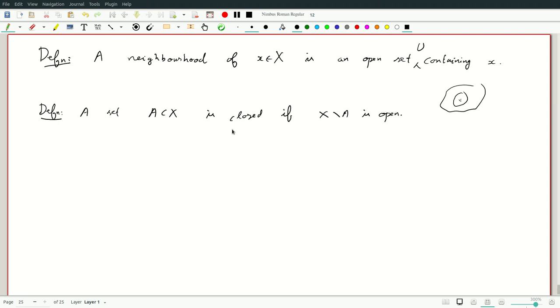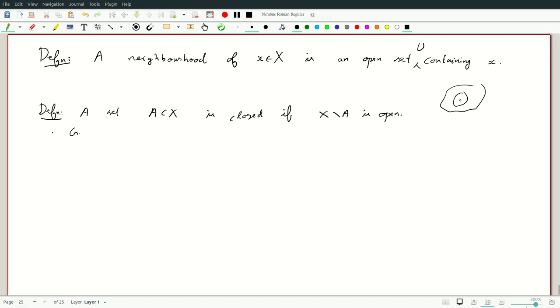So closed sets are complements of open sets. Now we'll see a lot of them as we go along in topology. They'll be very important in many contexts. But for now we just see the definition. It's simply the complement of an open set. And note, if we know the closed sets, we know the open sets.